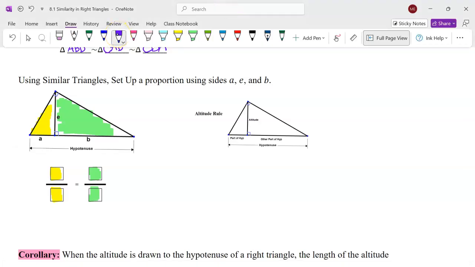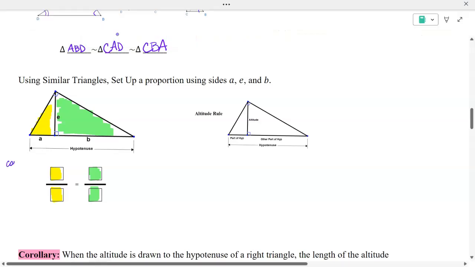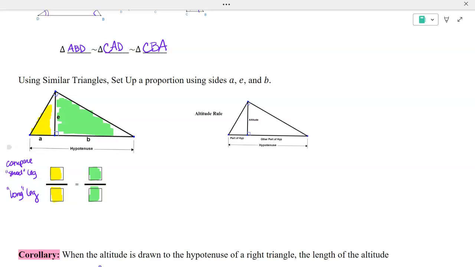Now, in this particular instance, by looking at this figure, we're going to compare the short leg to the long leg. And let's take a look. So if we look in the yellow triangle, again, we're going by looks here, our short leg is going to be A, and our long leg here is going to be E. And if you look at the green triangle, you'll notice that E is actually the short leg in the green triangle, and B is the long leg.